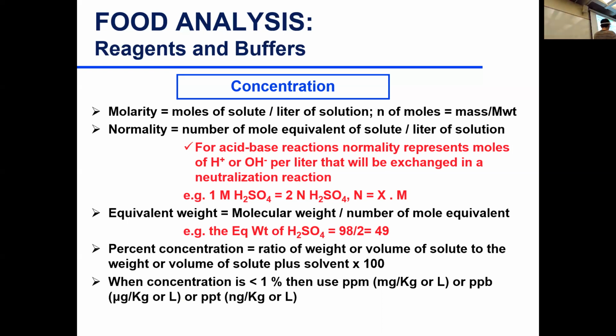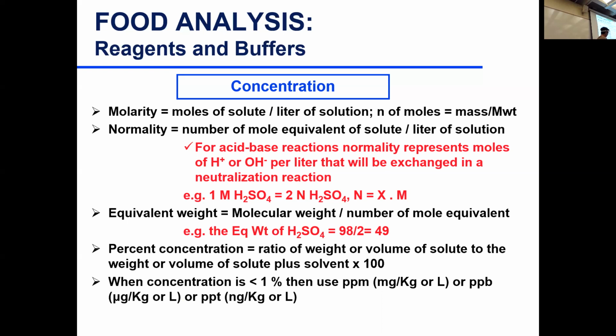Percent concentration. So it can be weight by volume, which means, for example, grams in 100 milliliters, that's a percentage. Or it can be volume by volume, meaning milliliters per 100 milliliters, or weight by weight, grams per 100 grams.